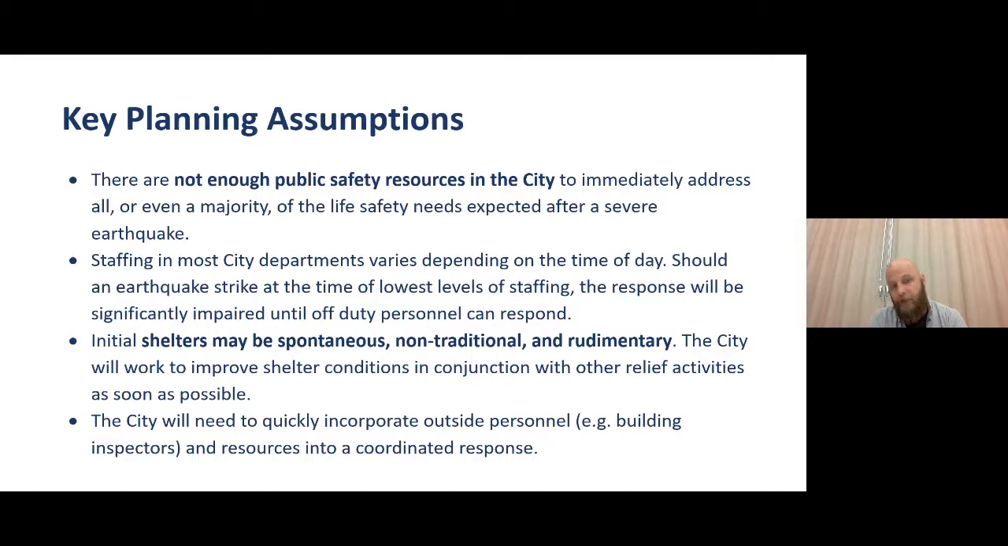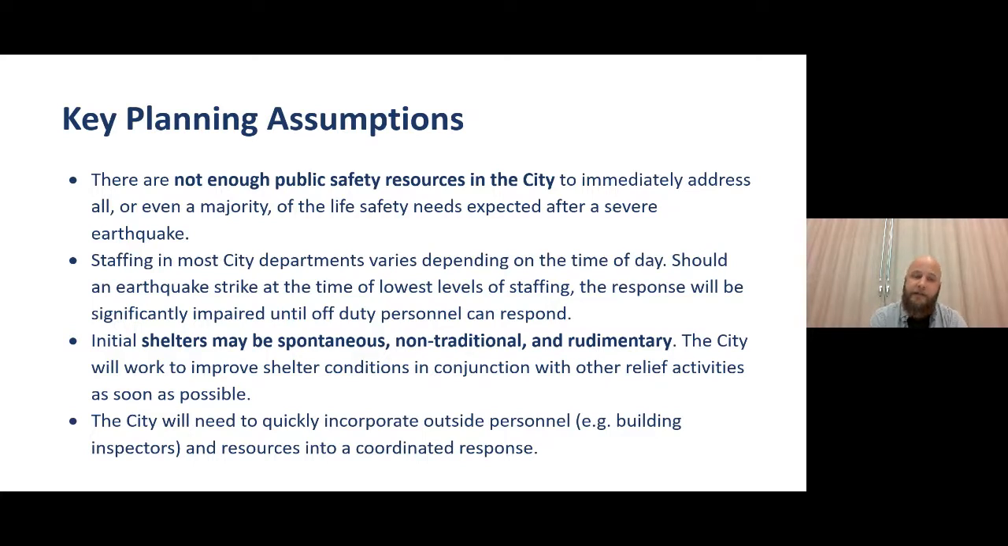Initial shelters may be spontaneous, non-traditional, and rudimentary. So the city will be working, and we'll talk a little bit about this, to stand up sheltering. But right when something happens, if there's a need for sheltering, it's likely going to be very spontaneous. And we expect organizations throughout the city to stand up and start taking people in and putting things in place while we get some more official things up and running.